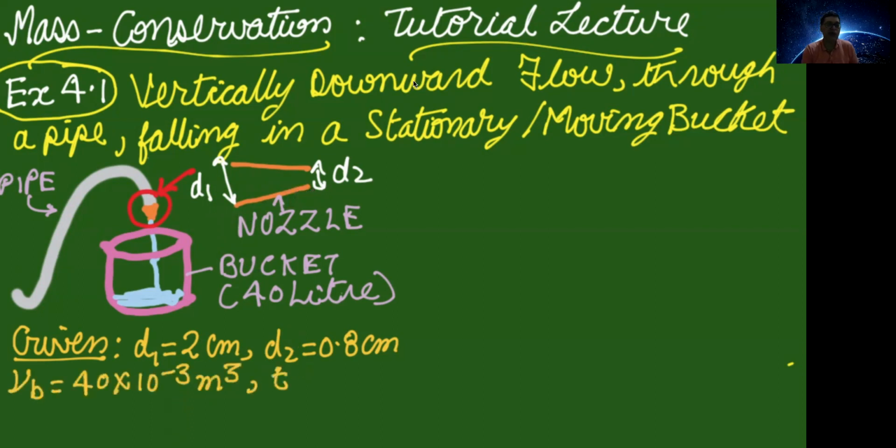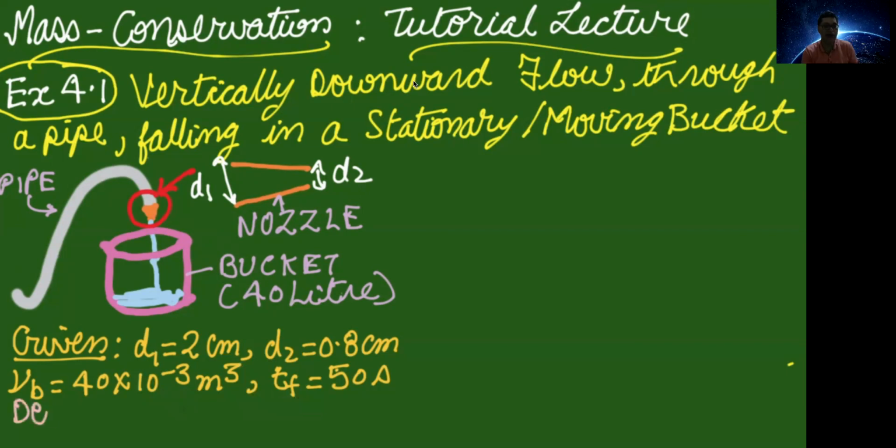This curly V corresponds to the volume. When I use capital straight V, I'll call it volumetric flow rate. When I use this curly V, it corresponds to the volume. The volume of the bucket is 40 liter, which corresponds to 40 into 10 to the power minus 3 meter cube. And the total filling time of the bucket is given as 50 seconds.